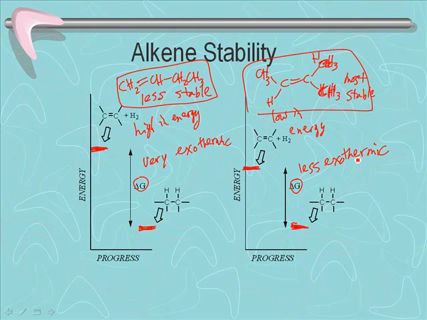So from the heat released during hydrogenation, also called the heat of hydrogenation, we can get a measure of the stability of the alkene that we started with. So based upon this, we say that trans alkenes are more stable than cis alkenes, and that cis alkenes are more stable than alkenes that are at the end of the carbon chain.